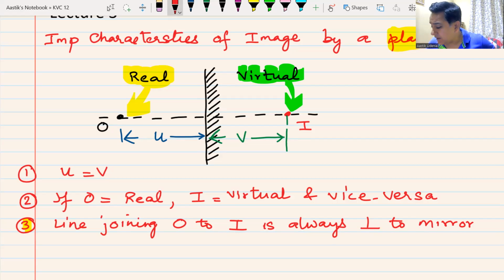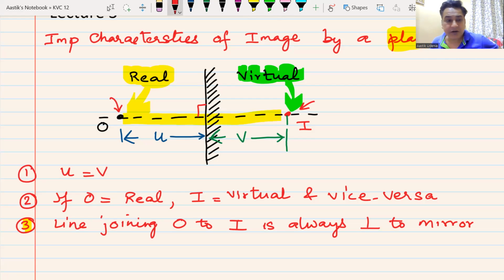We're talking about a plane mirror. You can see in this diagram also, the object is here. The image is here. And if I join the object with the image, which is the dashed line, this is the line that I'm talking about. This line will always be perpendicular to the mirror. Do you see this, beta?